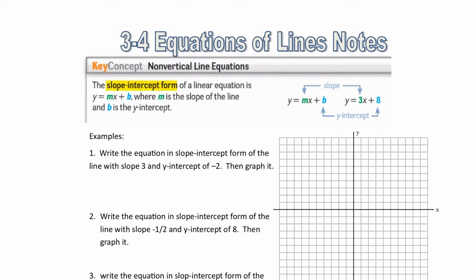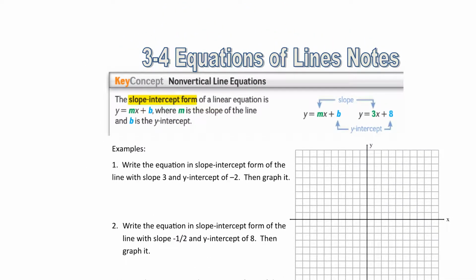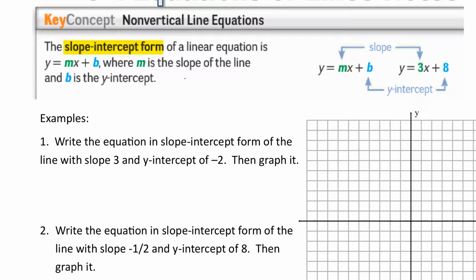Okay, so today we're going to talk about two different forms of lines. And again, this is all Algebra 1 review stuff, so this is stuff that you have seen. Okay, so the first one is our slope-intercept form. So I want you to write this down.